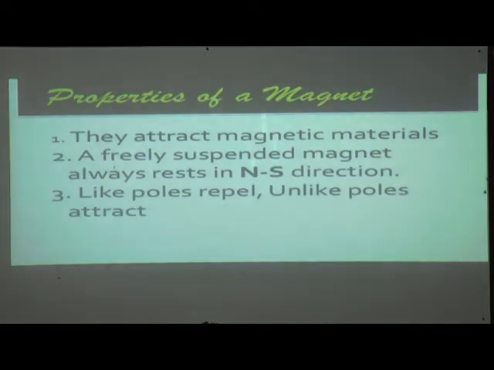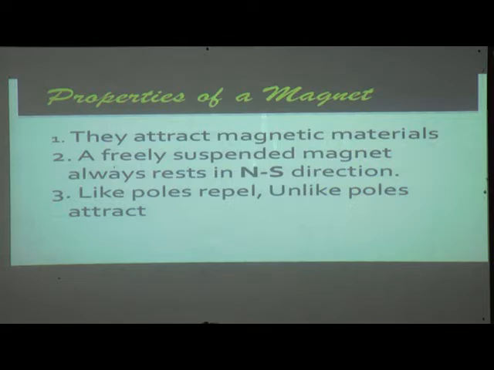Now properties of a magnet. So let us know what the properties of a magnet are. They attract magnetic materials. A freely suspended magnet always rests in a north-south direction. Then like poles repel and unlike poles attract. So let us know the properties of magnet one by one. So they attract magnetic materials. So first property of magnet, it means magnets can attract magnetic materials.